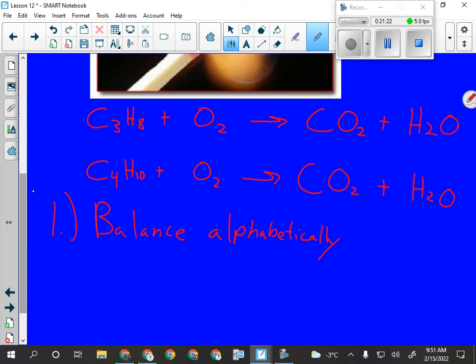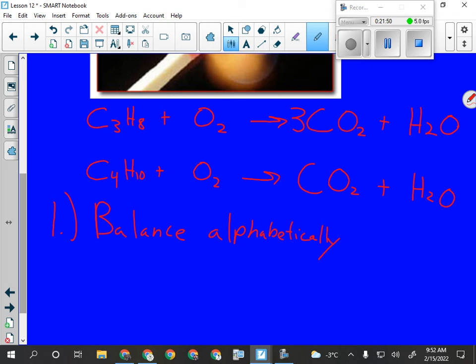So I need 3 times that many. So I'm going to write a 3 right here. This 3 now means instead of having 1 carbon dioxide molecule, now I have 3 carbon dioxide molecules. And that makes 3 carbons on both sides of the reaction. Okay, so now my carbons are balanced. My oxygens and hydrogens are still a mess. Okay, but I'll fix them next. Actually, I'll fix hydrogen next.